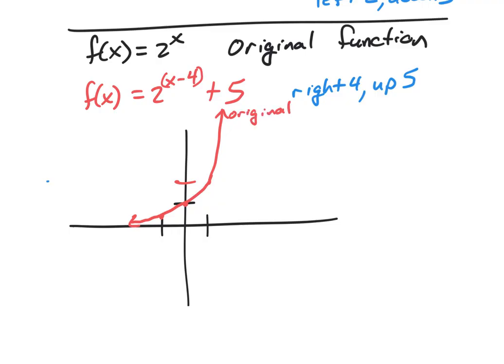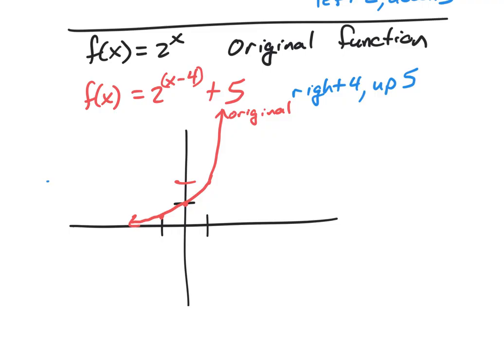Okay, and I'm just going to label that. That's the original, and that's kind of like the one we're going to compare it to, right? And so this new one is going to move right 4 and up 5. And we can kind of tell what that's going to do, okay? I could even take the points that I have here and move them all right 4 and up 5, okay? And that would be a good thing to go with.